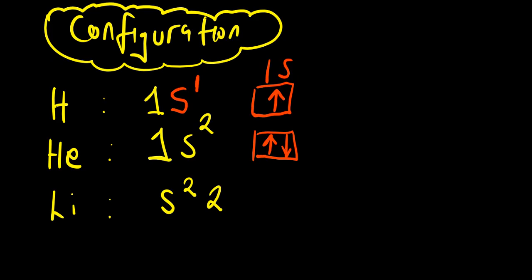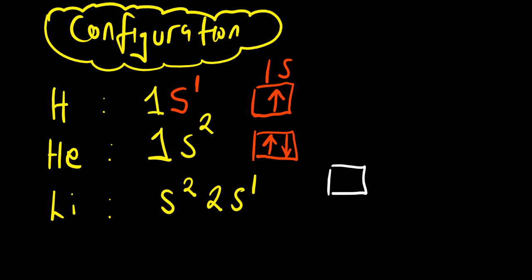The second shell has 2 subshells, the s and the p, but the lower in energy is the s subshell, so it fills first. So you have 2s1 like that. Then in terms of representation, how are we going to draw this?